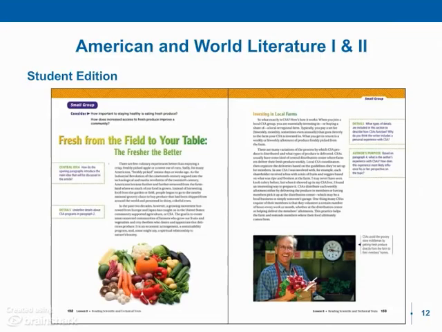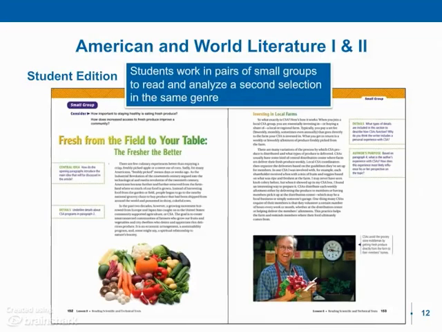When the reading and work is completed on the first passage, students will now work in pairs or small groups to read and analyze a second selection in the same genre. Once again, consider questions stimulate discussion on the major themes and ideas of the selection, and callouts give opportunities for students to apply the concepts they have learned to an unfamiliar text.